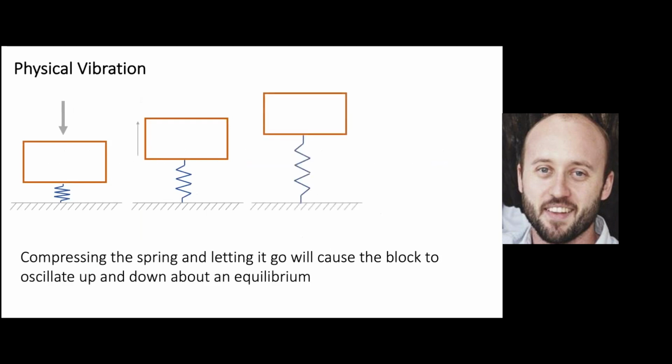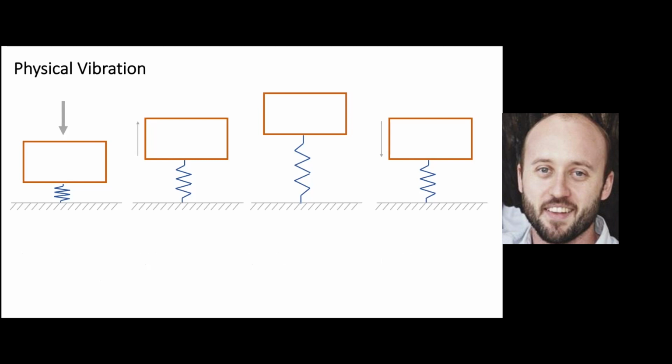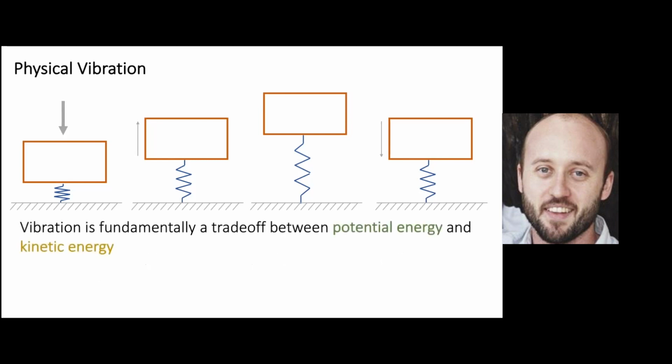And in this simple example, this is a theoretical system that doesn't have any friction or damping to slow it down. So in this hypothetical theoretical example, we're just going to push the block down and it's going to essentially bounce up and down forever. So why does it bounce up and down forever?